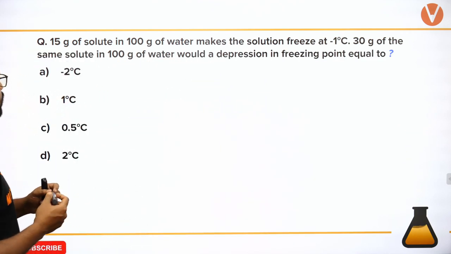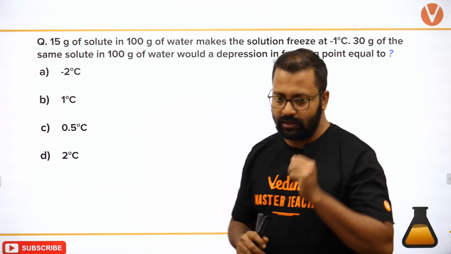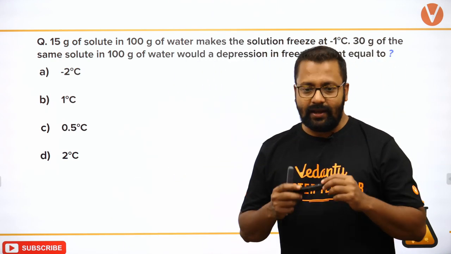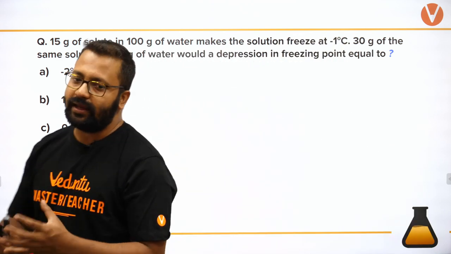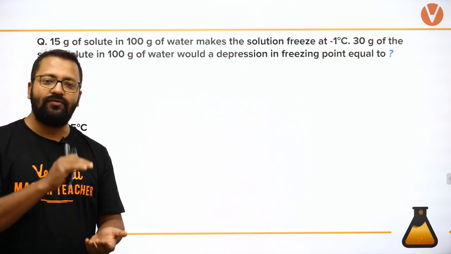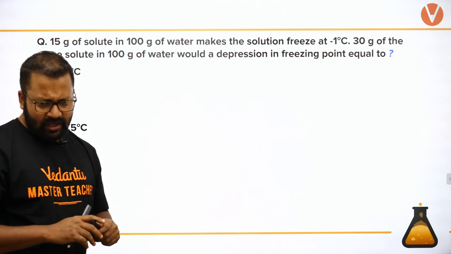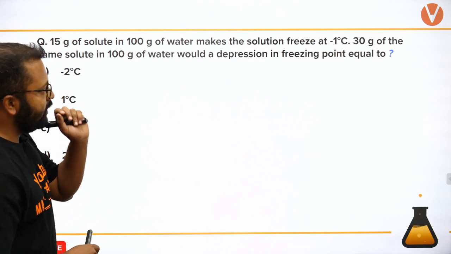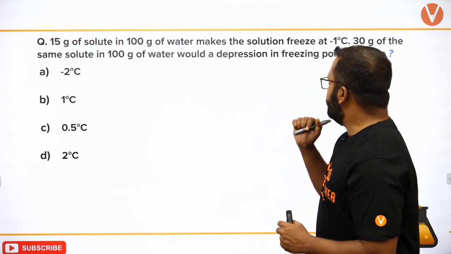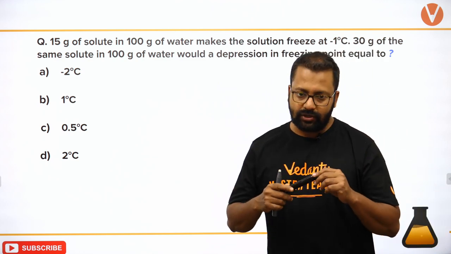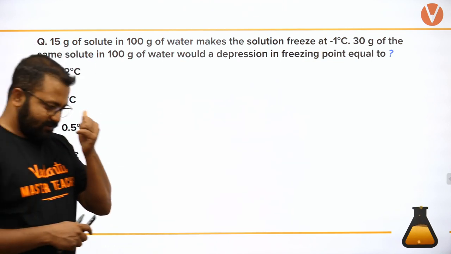15 gram of solute in 100 gram of water makes the solution freeze at -1 degree Celsius. We have already learned that when we add a solute to water, its freezing point will decrease and boiling point will increase if the solute is non-volatile. So if 30 gram of the same solute is added to 100 gram of water, what is the depression in freezing point? Please do identify how it will be. It's a very simple question.